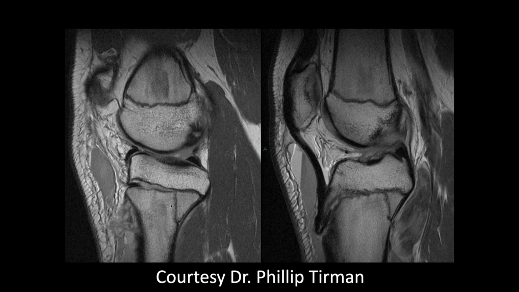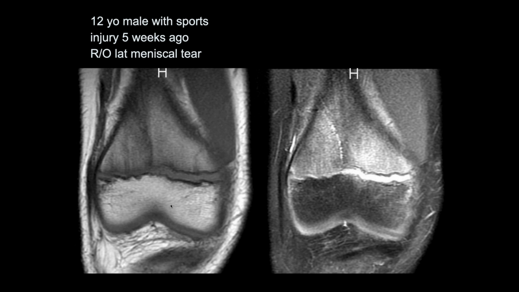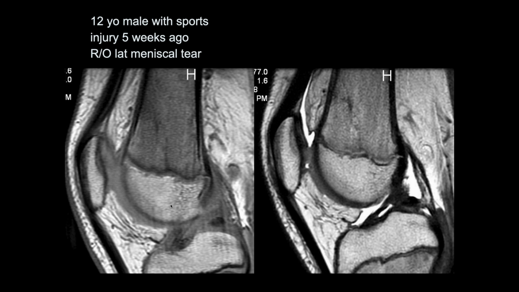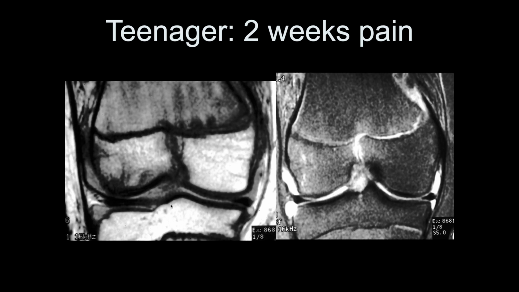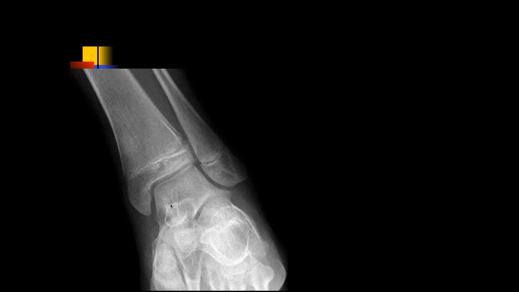Okay, thanks, John. Right. Okay, so we see a vertical fracture line basically through the mid-femoral epiphysis, and then we see increased signal extending medially through the epiphysis. So this is most likely a Salter type 3.